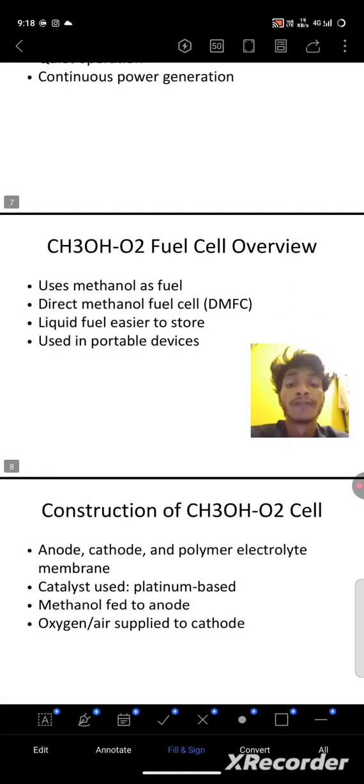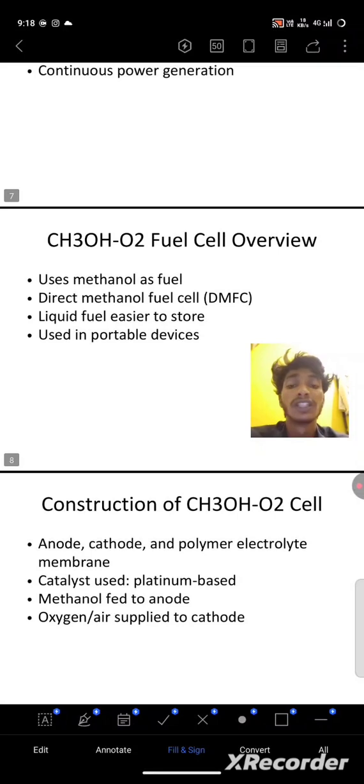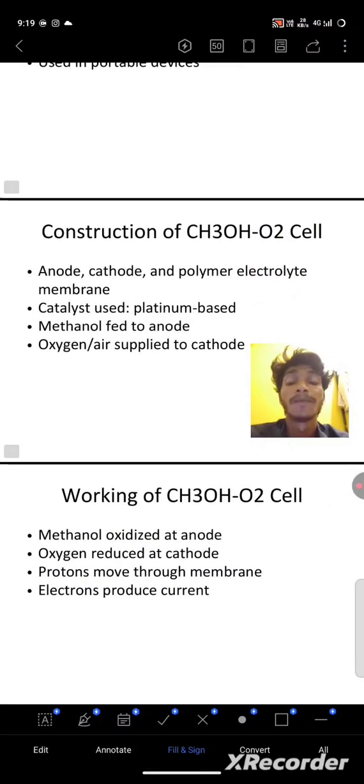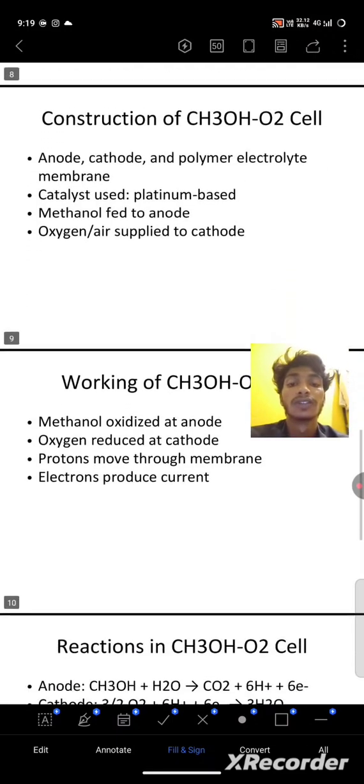CH3OH-O2 fuel cell overview. It uses methanol as fuel, the direct methanol fuel cell, DMFC. The CH3OH-O2 cell's liquid fuel is easy to store and used in portable devices. Constitution of the CH3OH-O2 cell: the anode, cathode and polymer electrolyte membrane. Catalyst used is platinum based. Methanol is fed to the anode. Oxygen from air is supplied to the cathode.